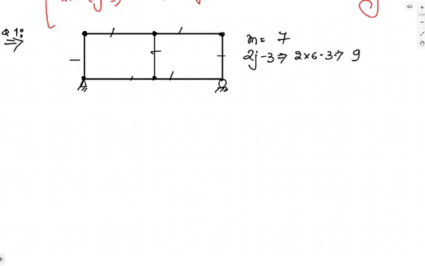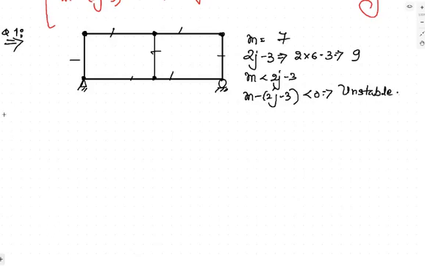That is 9. It means that this m is less than 2j minus 3, or you can say that m minus (2j minus 3) is less than 0. So this type of structure is unstable structure. This is unstable. ये unstable हो गया.